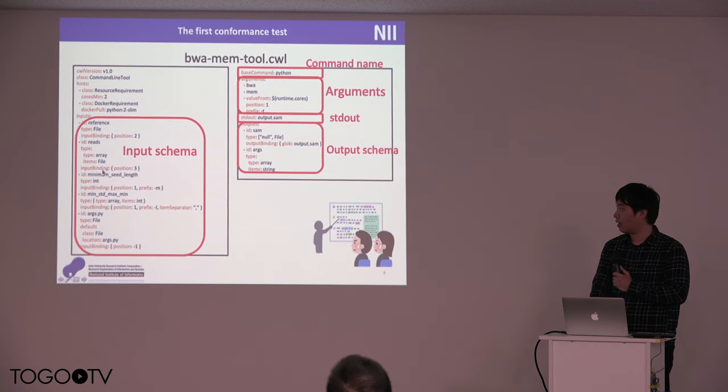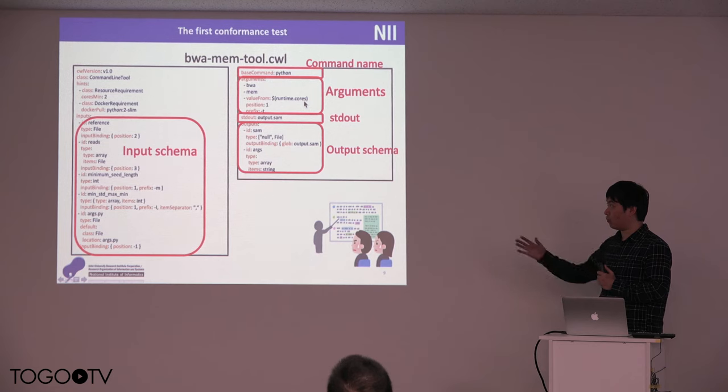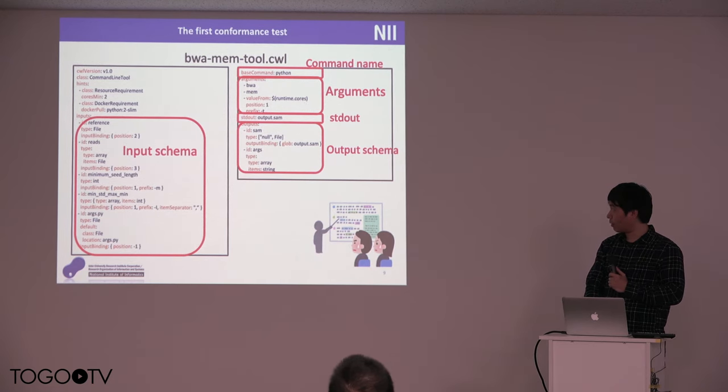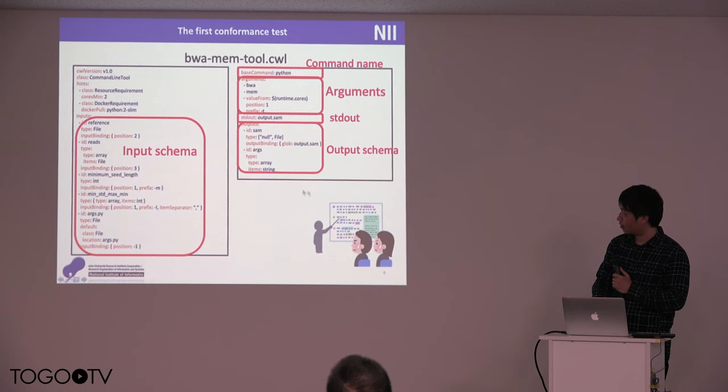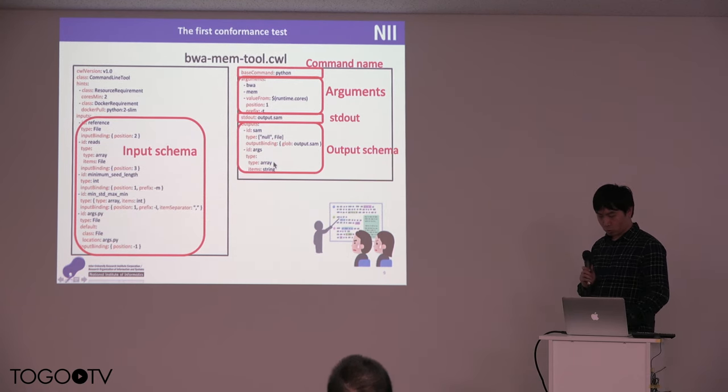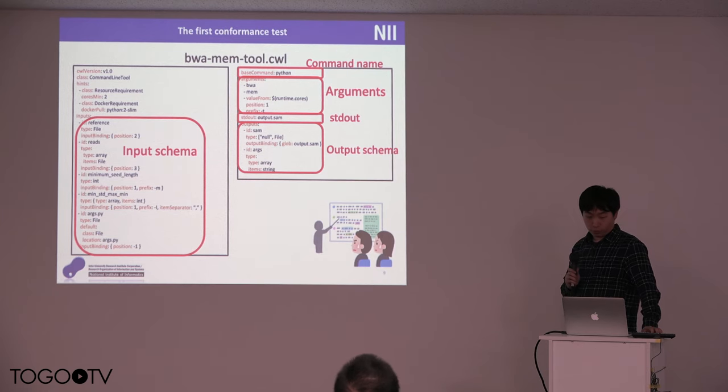Here is the input schema: what the input parameters are, and what the type of each parameter is. Then, what the base command is. Also, what arguments there are that are not related to the input parameters. Also, what should be redirected to a file. And finally there is an output schema to pass to other tools.